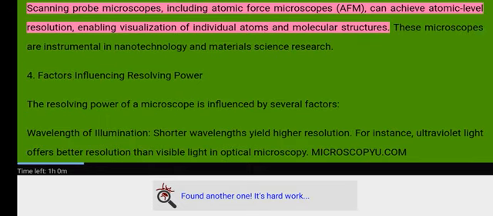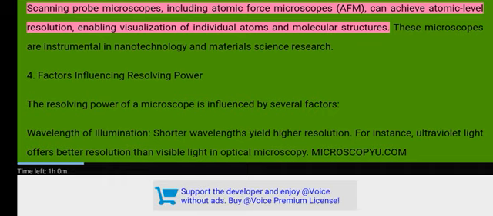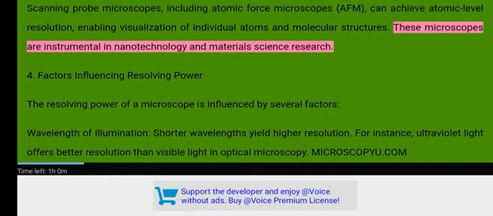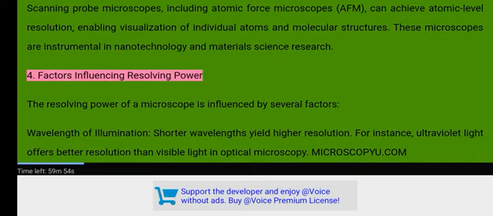Scanning probe microscopes, including atomic force microscopes (AFM), can achieve atomic level resolution, enabling visualization of individual atoms and molecular structures. These microscopes are instrumental in nanotechnology and materials science research. 4. Factors influencing resolving power.